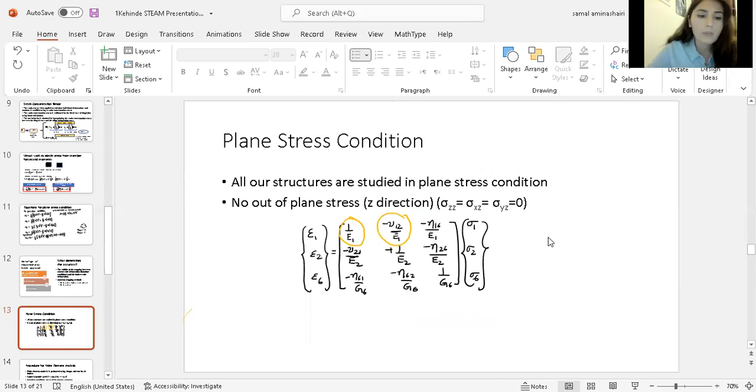This is the compliance tensor for plane stress condition. All of our structures are studied in plane stress condition. No other plane stress like in the Z direction here.